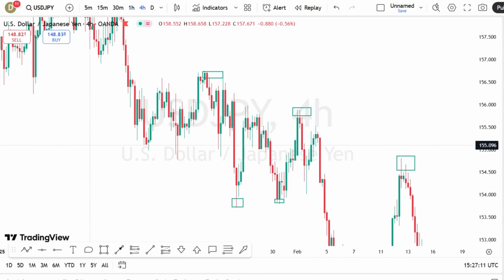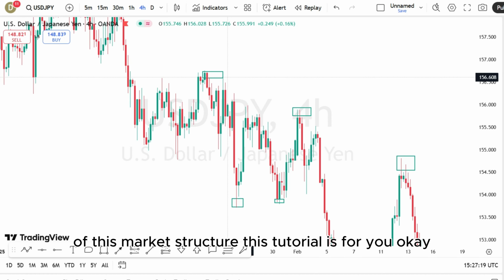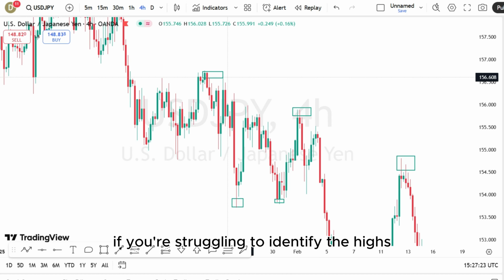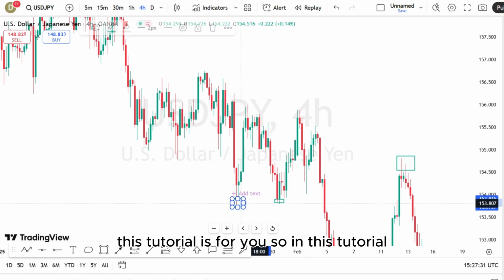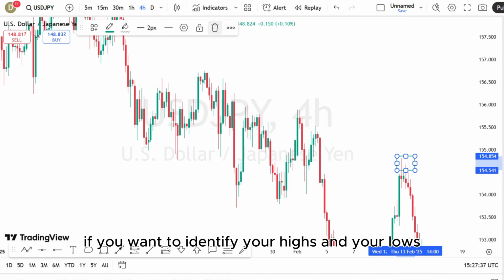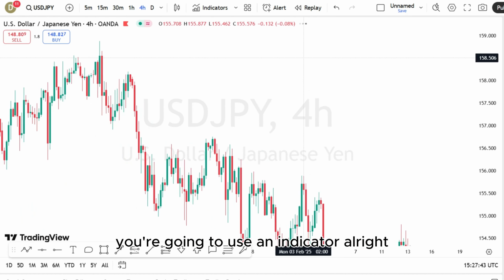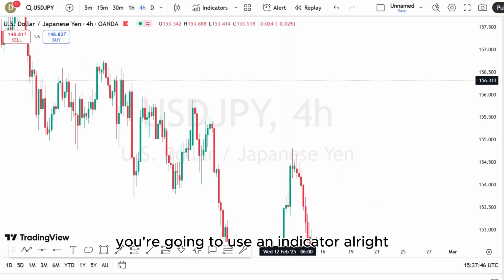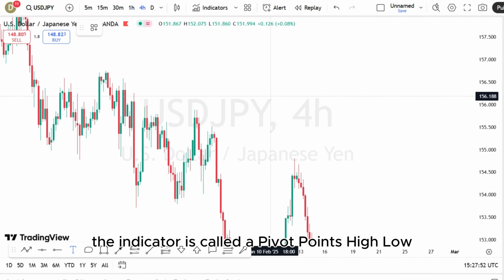So if you are struggling to identify the highs and the lows of this market structure, this tutorial is for you. In this tutorial, if you want to identify your highs and your lows, you are going to use an indicator. The indicator is called the pivot points high-low.